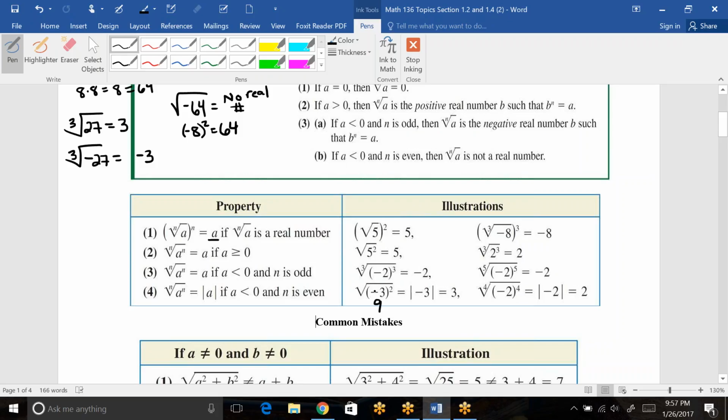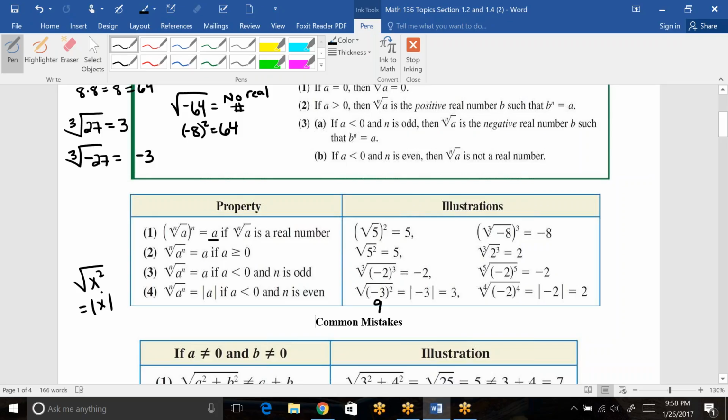If you do not know what the base is, for example, if I have square root of x squared, if I don't know if x is positive or negative, to be safe, I know I want to cancel that square root and square out, but I'm going to leave my answer in an absolute value.